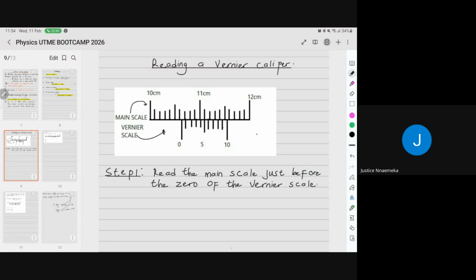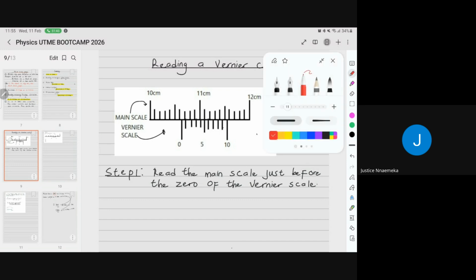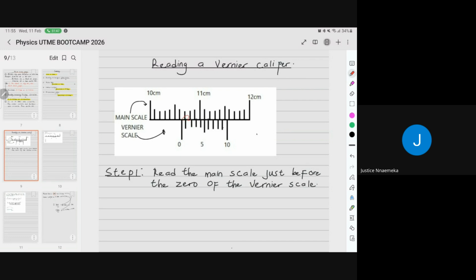Now, who can show me where the zero of the vernier scale is? Remember that this is the zero of the vernier scale, right? Can you see it? So now the value just before the zero of the vernier scale is this very value here. Can you see it? That's this value here. And now the main scale is always in centimeter. And it's important to know that this part is in millimeter.